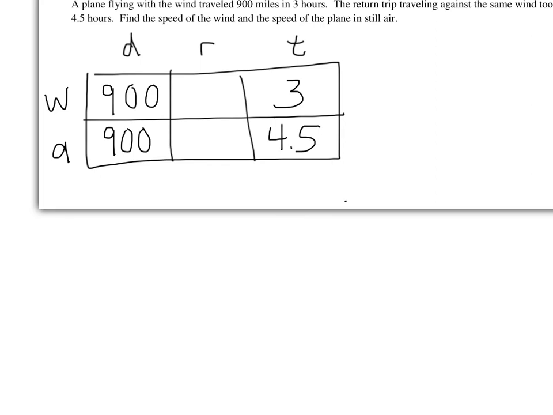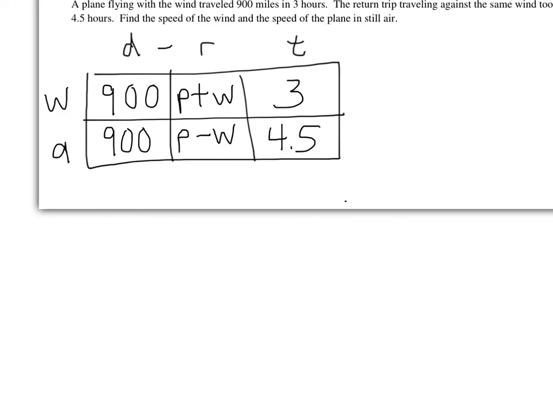So let's let P be the speed of the plane, and W the speed of the wind. If the plane is flying with the wind, that wind is making it go faster. It's pushing it along. So we'll add their speeds. But against the wind, that wind is fighting against the plane. So it's P minus W.